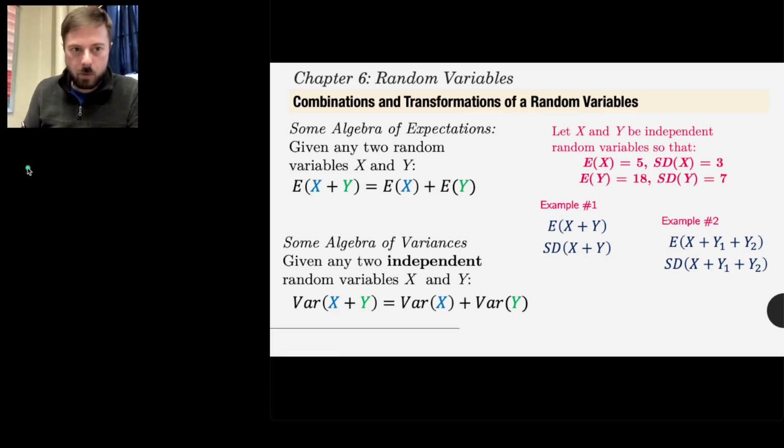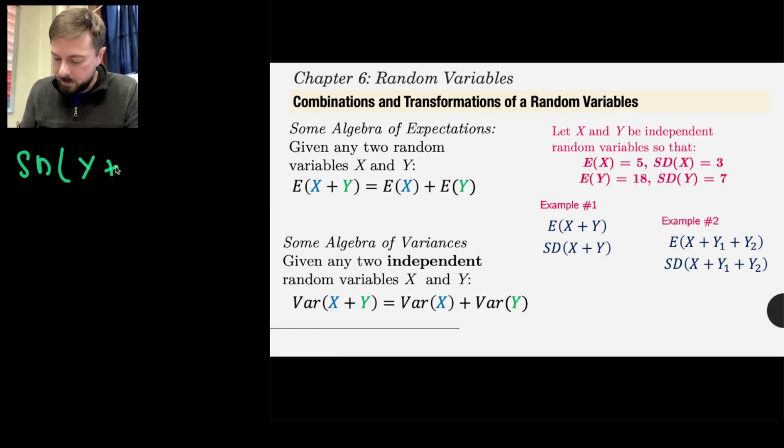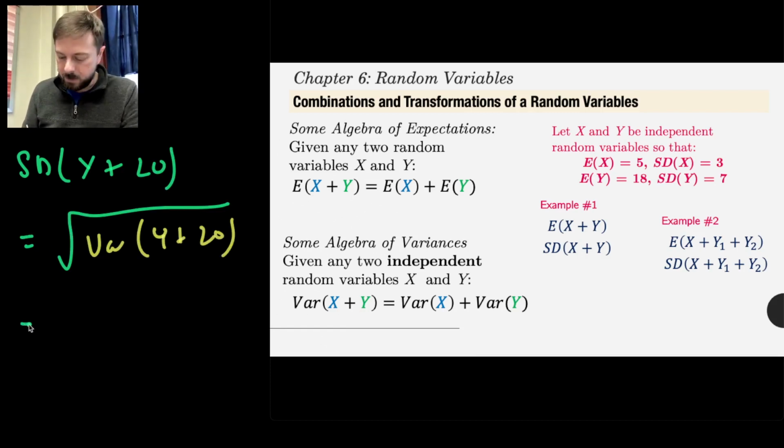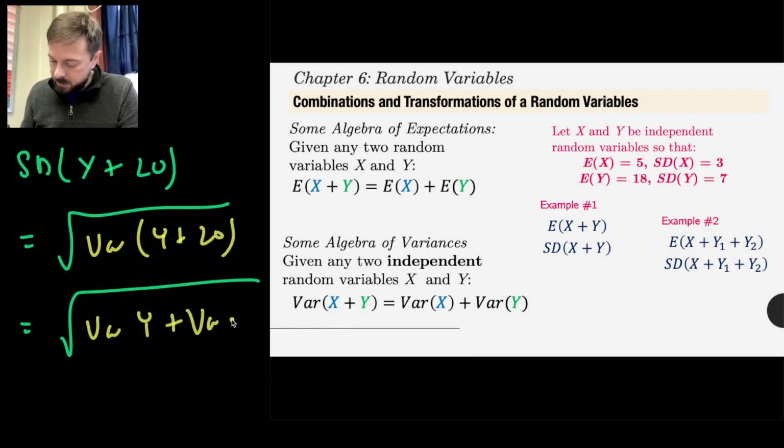Well, let's do the same thing now. Let's get the standard deviation. What would be the standard deviation of y plus 20? Well, let's do it the long way. That would be the square root of the variance of y plus 20, and again, doing it the long way, that's the square root of the variance of y plus the variance of 20.